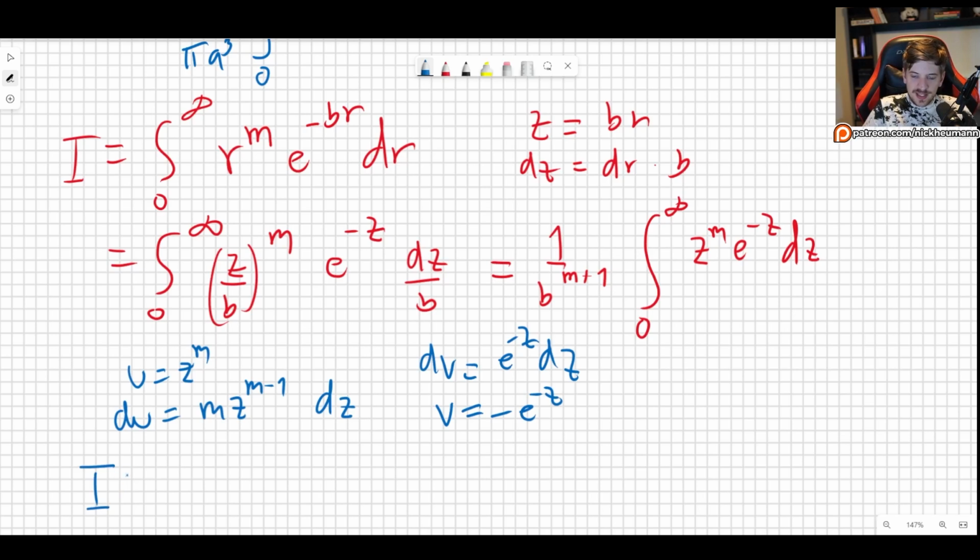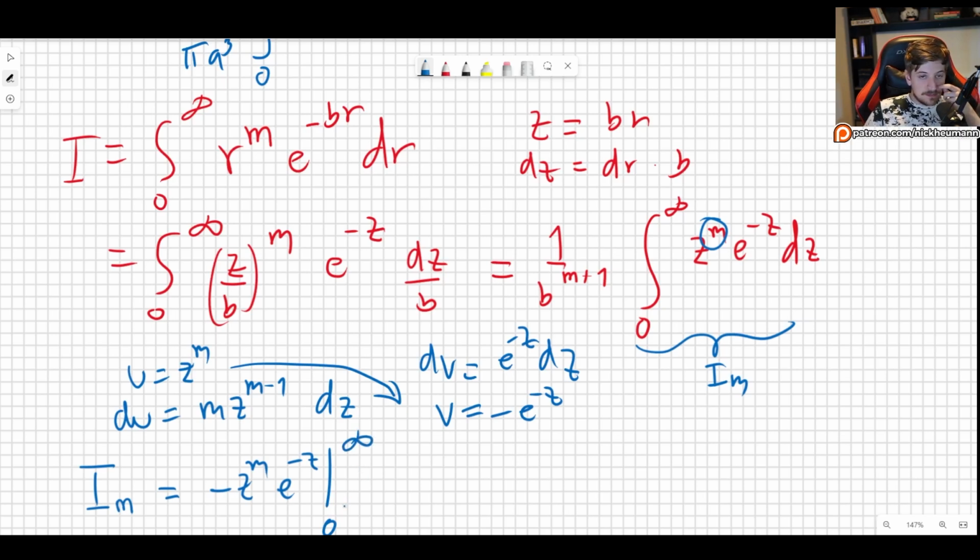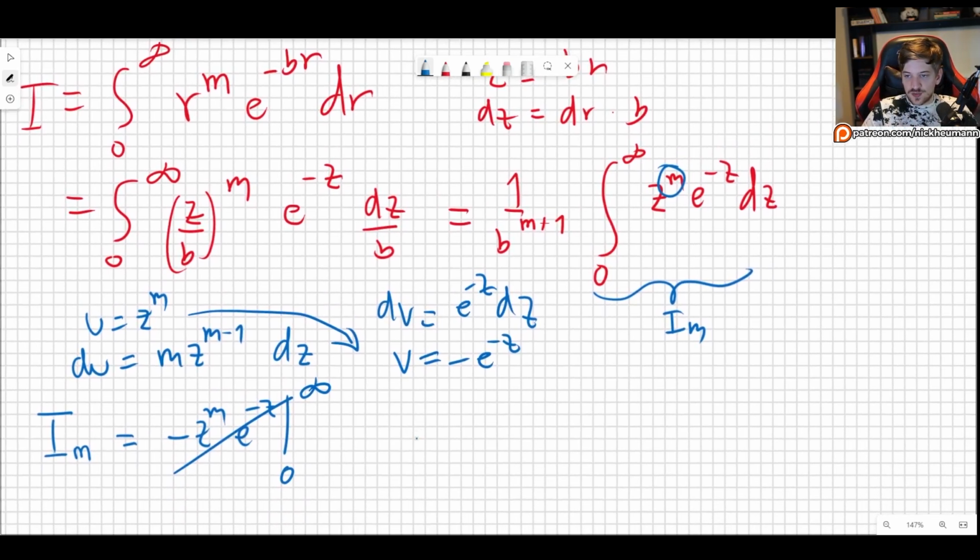So with this, the integral that I will label I_m, because this is the integral when the power is m, is, first we multiply these two together, so minus z to the m, e to the minus z, evaluated between 0 and infinity. Now, this is 0 at both of those points because z is 0 at 0 and e to the minus z is 0 at infinity.